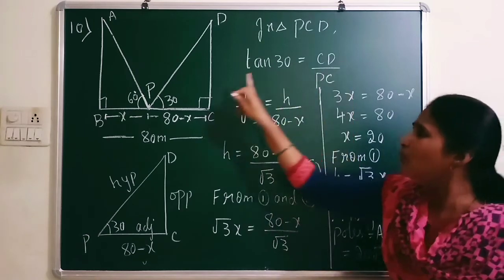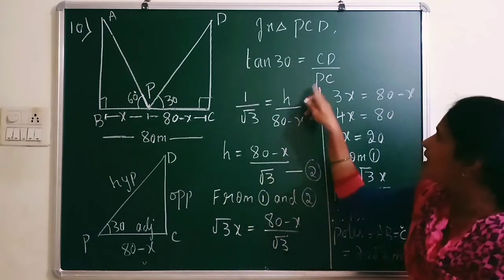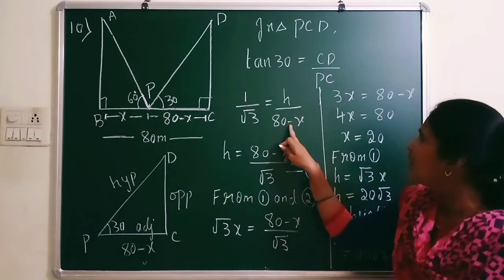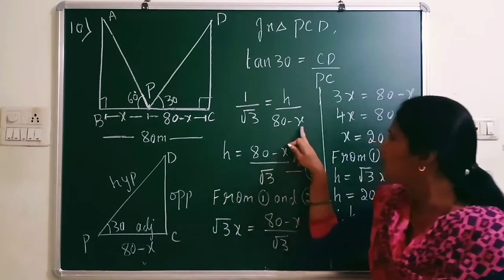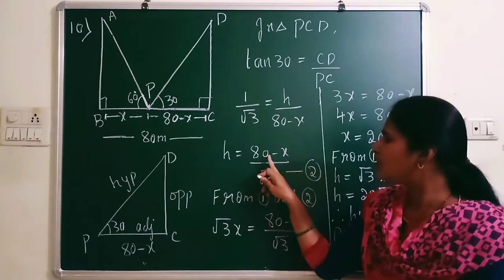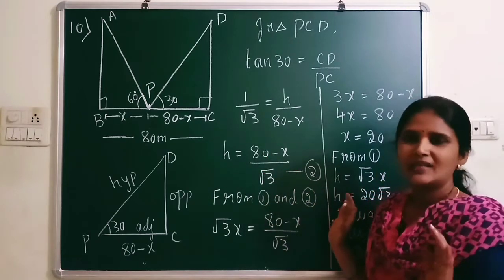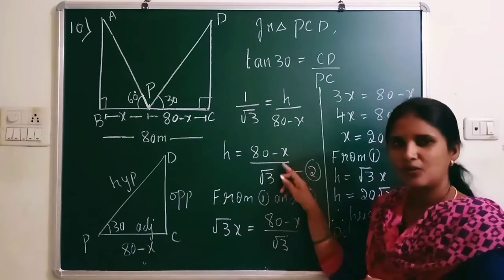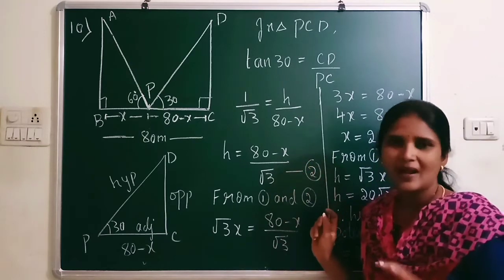We have taken both the heights, that is height of the poles, let it be h. So replace that CD by h divided by PC. We have taken it as 80 minus x. Replace 80 minus x. Cross multiply, let h equal to 80 minus x by root 3. Don't rationalize here because x is not known still. So at the end we will see. So here not required to rationalize.